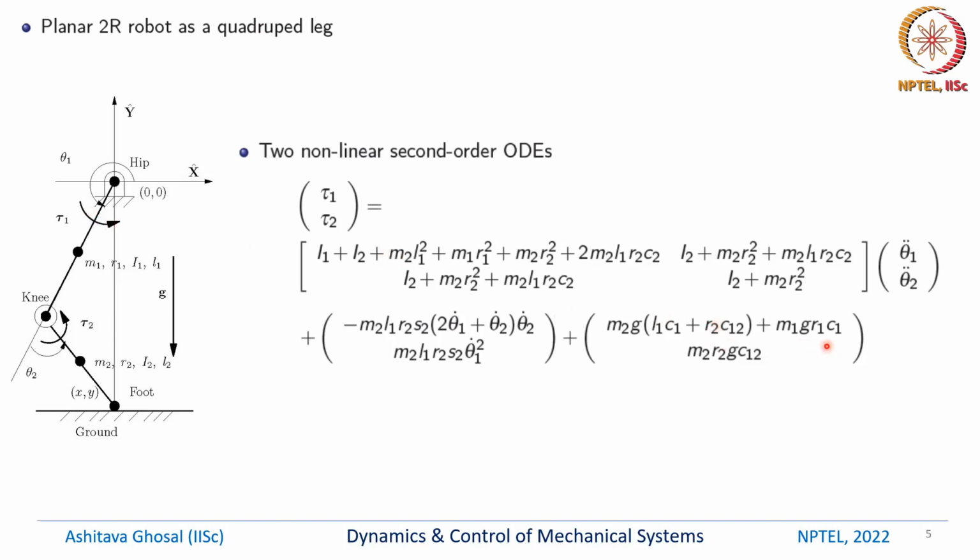So theta 1 and theta 2 appear in the gravity term. Theta 2 appears in the inertia term and also in the Coriolis and centripetal terms. And of course we have theta 1 double dot, theta 2 double dot, and theta 1 dot into theta 2 dot and theta 2 dot square and so on.